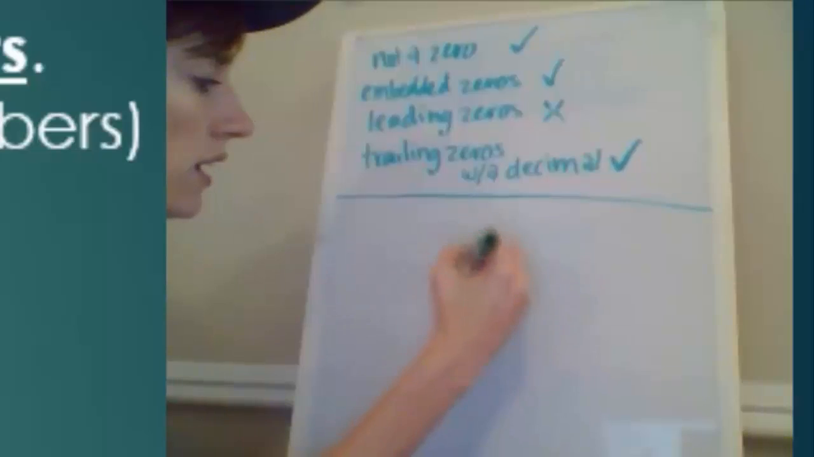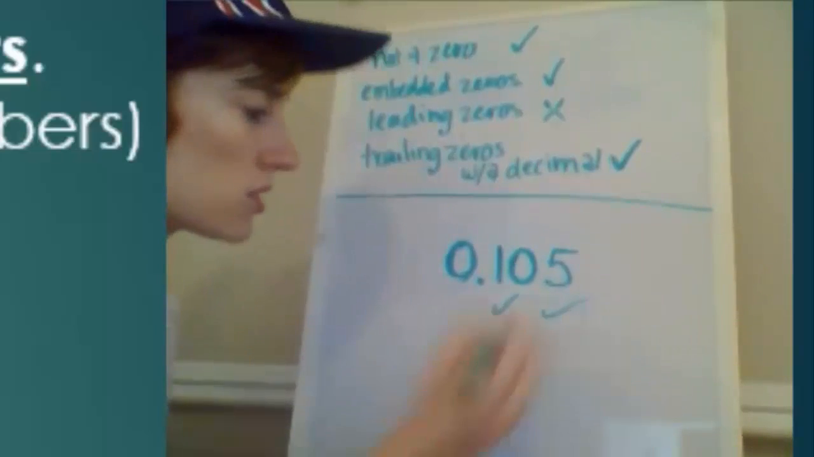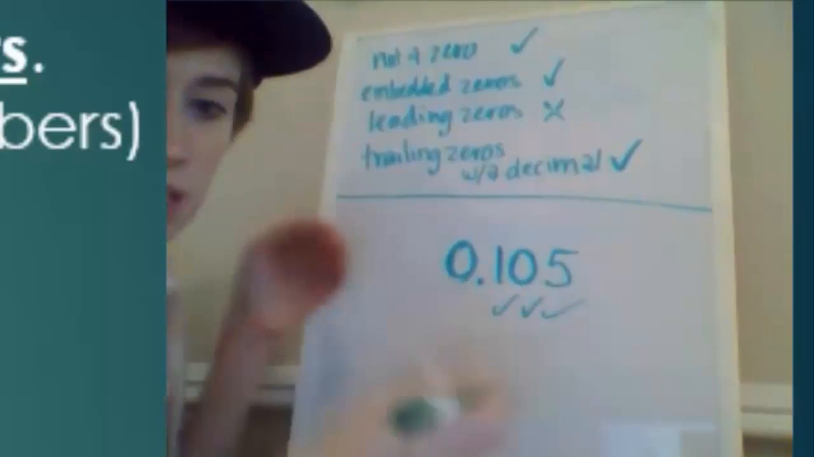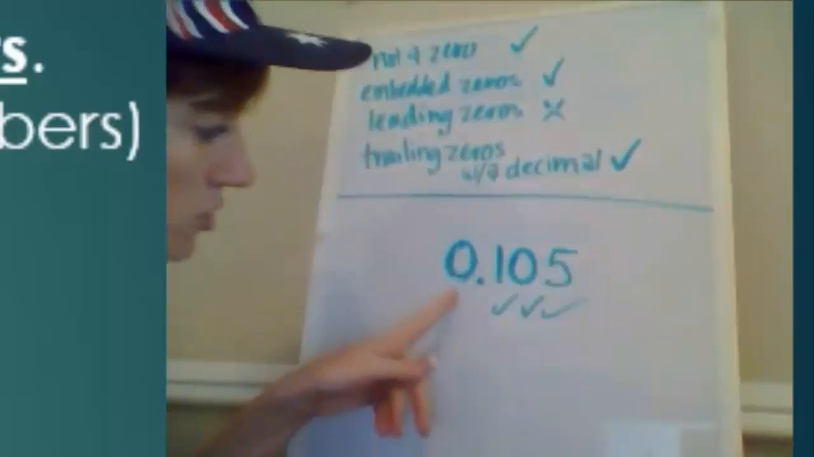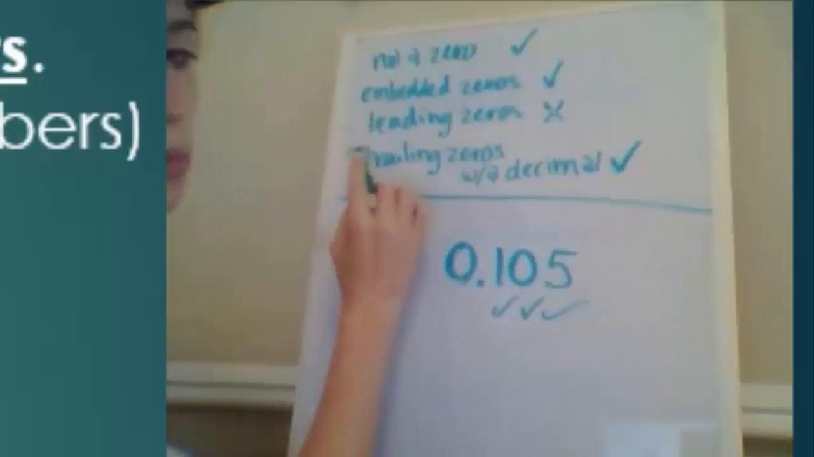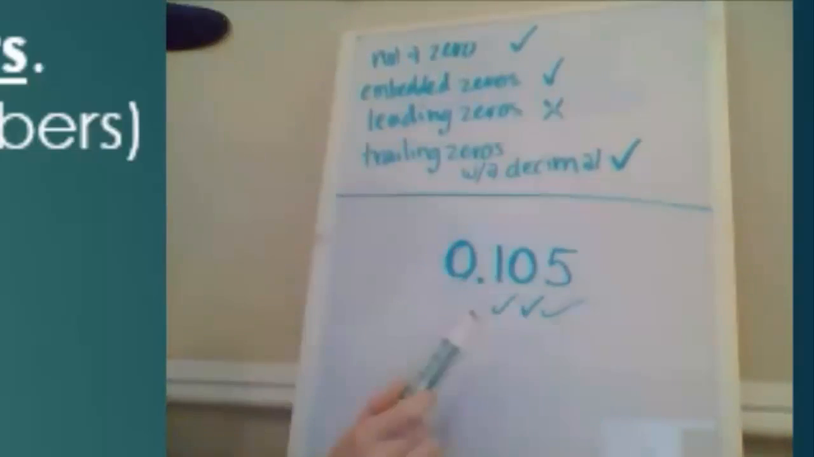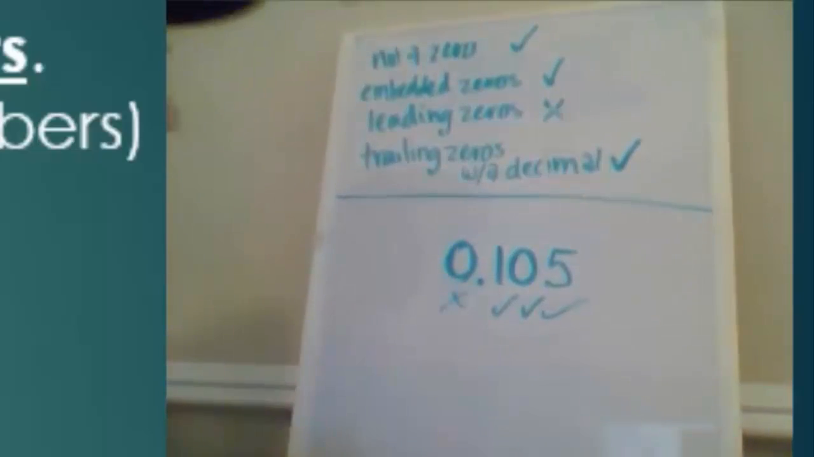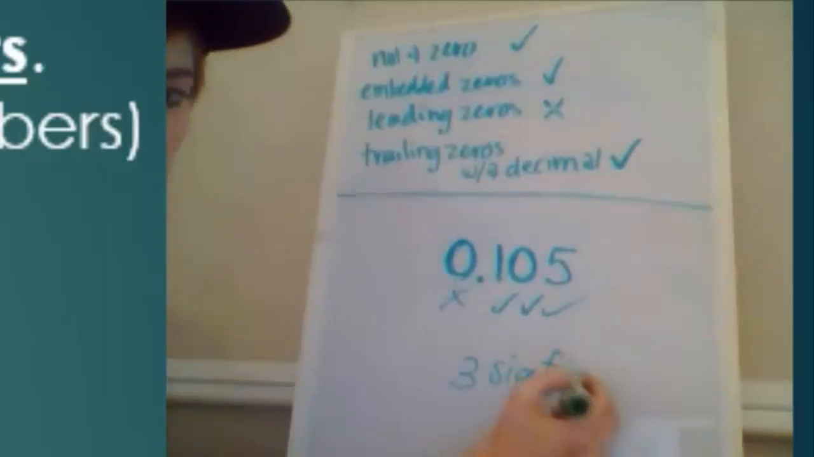What if I had a number that was like this? Well, 1 and 5 obviously count because they're real numbers. This 0 is embedded. It's in the middle, so it also counts. I measured all these 3 numbers. Did I measure this number, though, or is it just a placeholder? Well, looking at our third rule, leading zeros, that means zeros in front, they'll never ever count. Okay, so this 0 is not a significant figure, so I have 3 sig figs in this example.